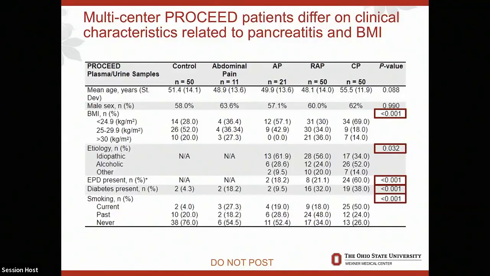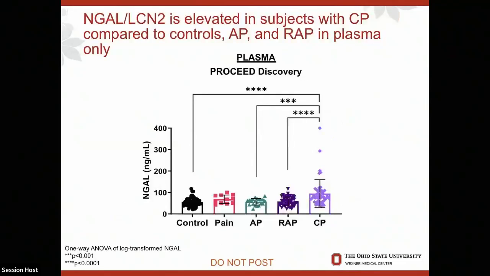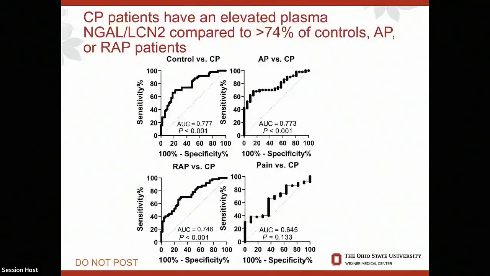And we see that there is no difference between age and sex. However, there were differences in BMI, etiology, pancreatic deficiency, diabetes, and smoking, which are expected based on what we know about chronic pancreatitis. So what we see in this data cohort is that NGAL is elevated in subjects with CP compared to controls, AP, RAP, and in the plasma only.